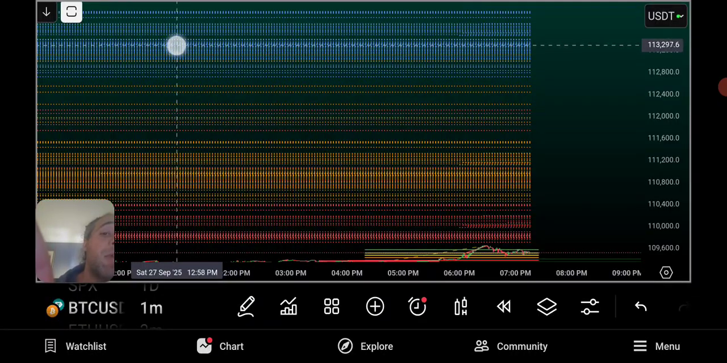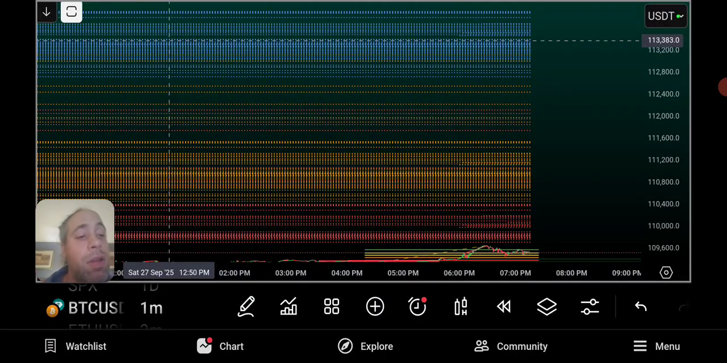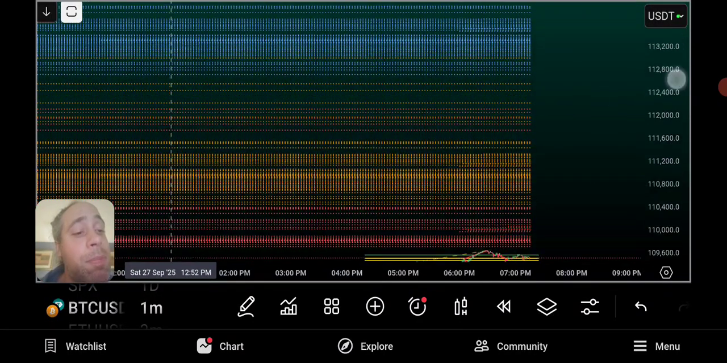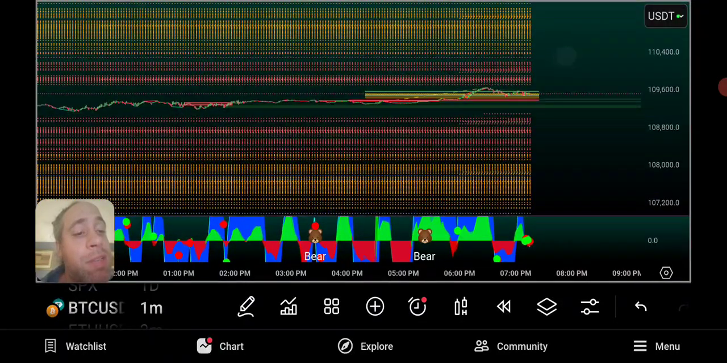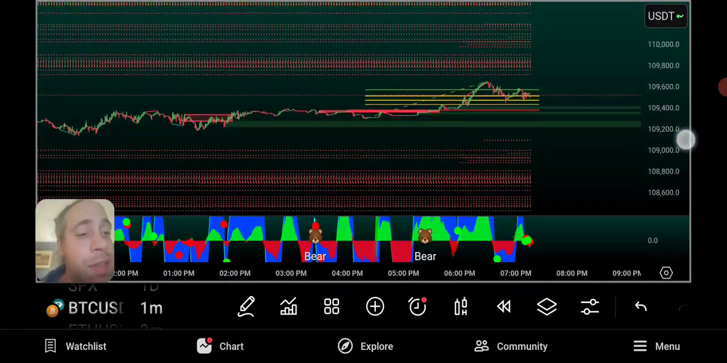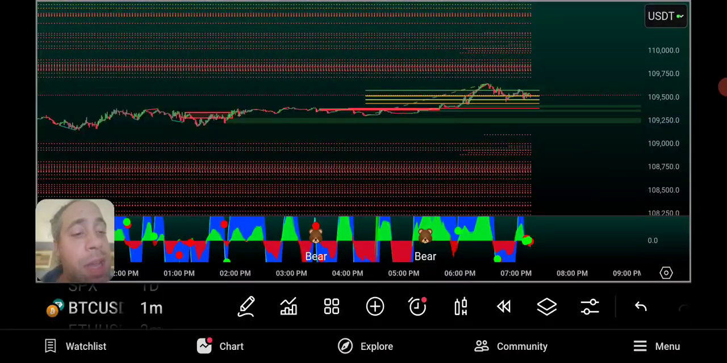Just like giving you some possible targets. But for the immediate term, like I said, the liquidity is mainly to the downside. You can see that it's thicker to the downside. And so you have to think of everything in terms of reversals and in terms of plays.